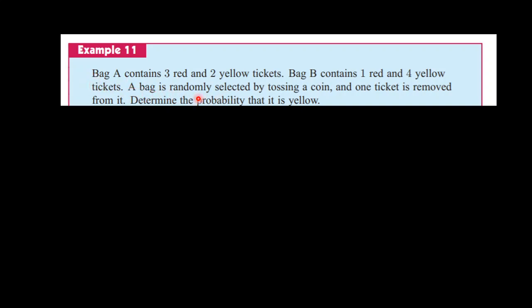A bag is randomly selected by tossing a coin, meaning if I bring head, I pick bag A, or tail, bag B. It doesn't matter what is head or tail and which bag I pick because it's a half and a half in any case. And then after you have chosen bag A or bag B, one ticket is removed from it. Determine the probability that it is yellow.